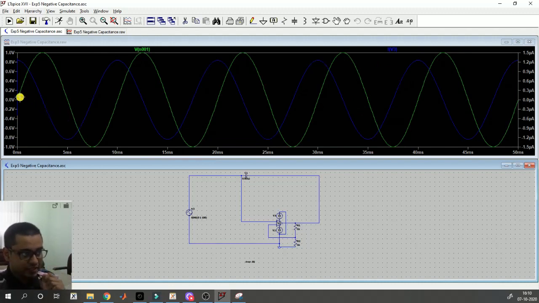So here we can see that the green curve is the voltage, and if you take the negative of this blue curve, which will look like this, follow my cursor, the current will be like this. If you take the negative, then you can see that this current is lagging the voltage by 90 degree. But for a true capacitor, current should lead the voltage. So therefore, this is a negative capacitor.